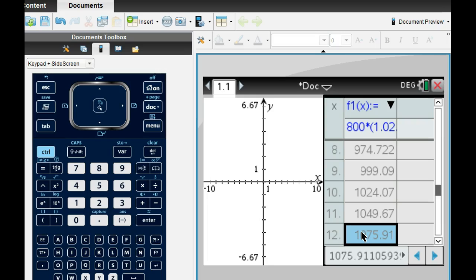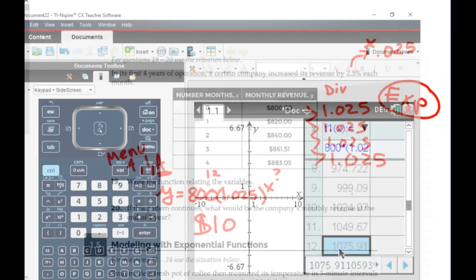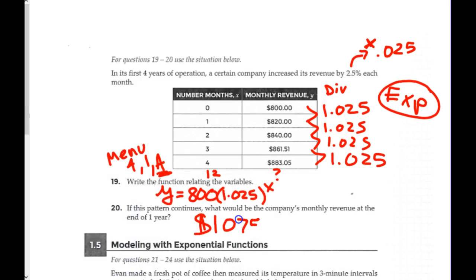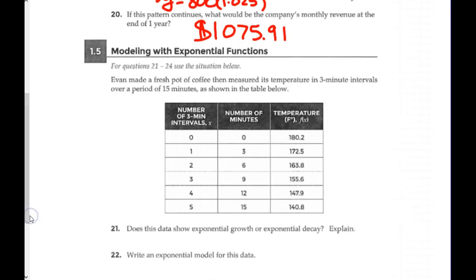Alright, so we get 1075.91. There might be a typo in this table on the second month, but we're going to just go with this. 1075.91. So again, there might be a typo in there, but do your best using what you know.